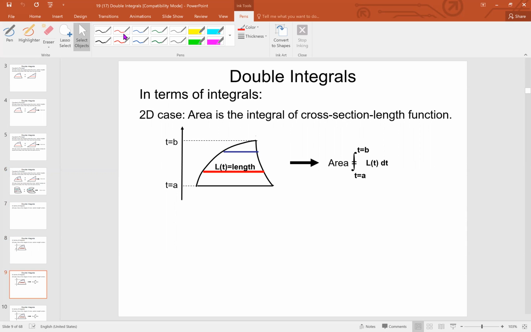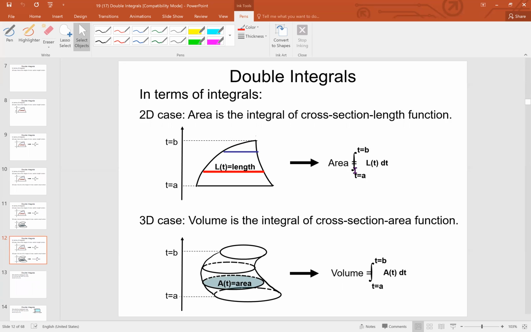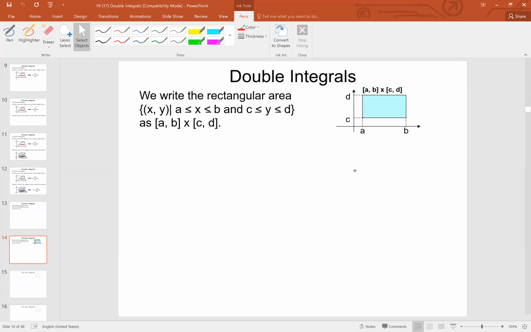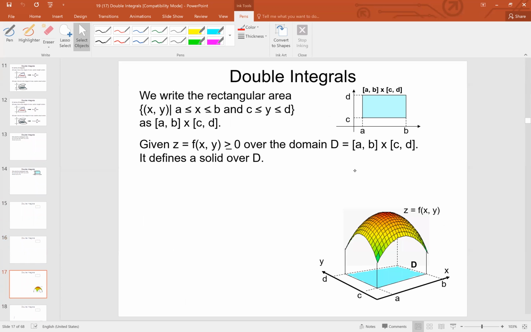So in terms of integrals, the area is the integral of cross-sectional length, and the volume is the integral of cross-sectional areas. So if I have a formula that defines some rectangular region, and let's assume it's positive, let's assume it looks like that.